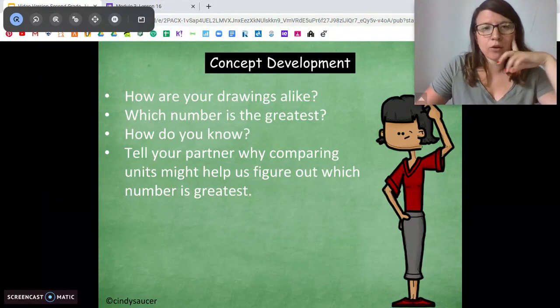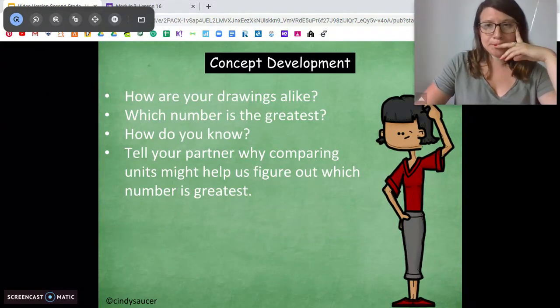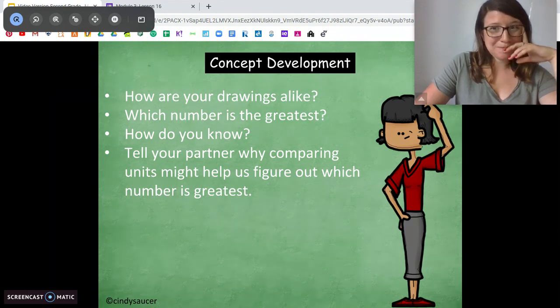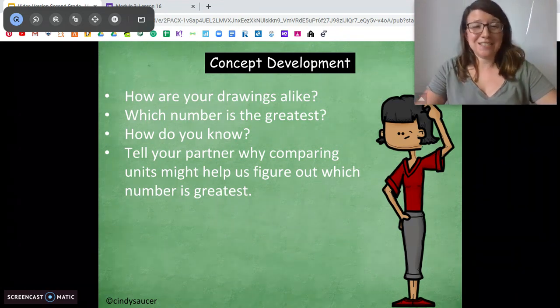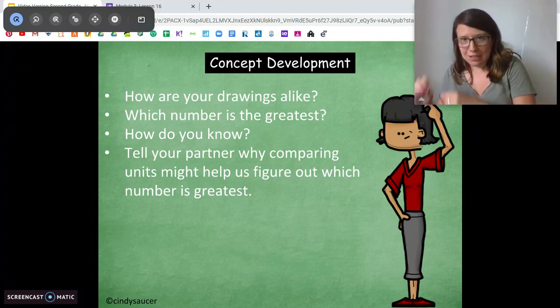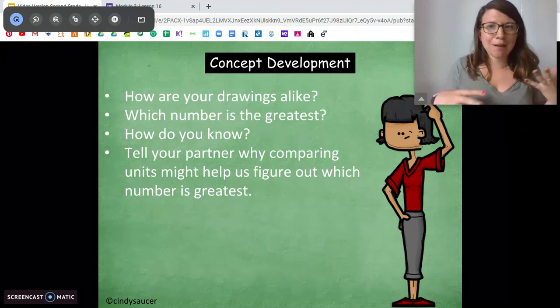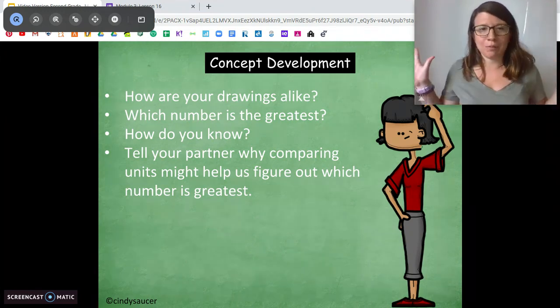Pause the video, talk to someone at home. How are your 3 drawings alike? Good, I noticed that too. We have the same numbers in all of them. All of the numbers are in different places on our place value chart, but the same numbers. We're using 7, 2, and 4 all over the place.